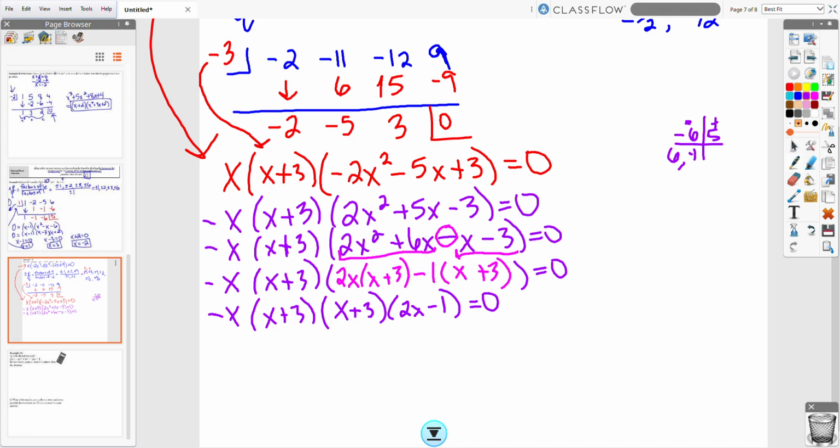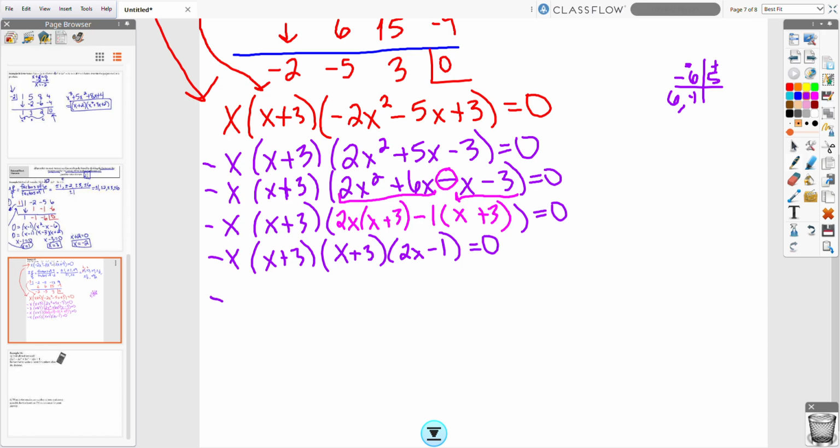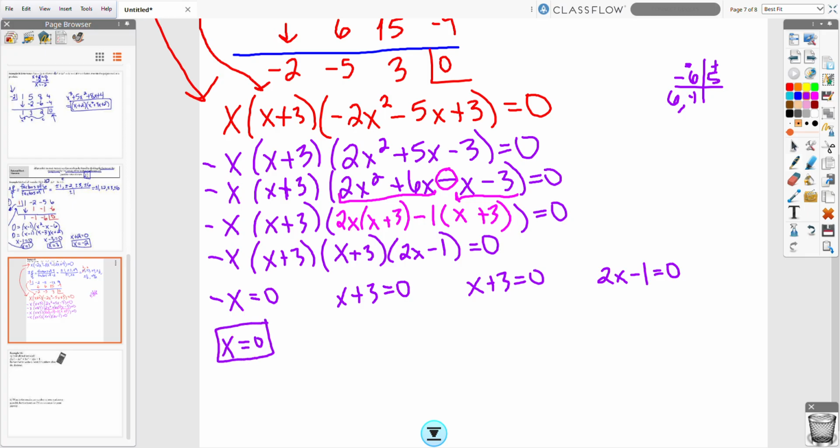So now we can set each factor equal to 0. So negative x equals 0. X plus 3 equals 0. We get another x plus 3 equals 0. And we get a 2x minus 1 equals 0. So on the first one, divide both sides by negative 1. X just equals 0. On the second and third one, you get x equals negative 3 on both of these. So what we're going to do is say that x equals negative 3, and this is called a multiplicity.